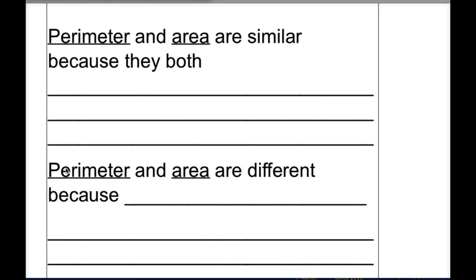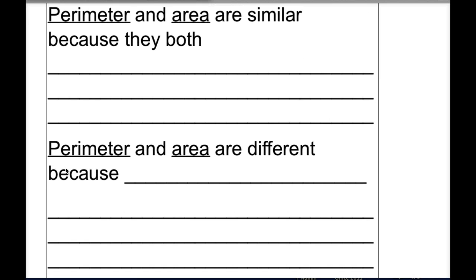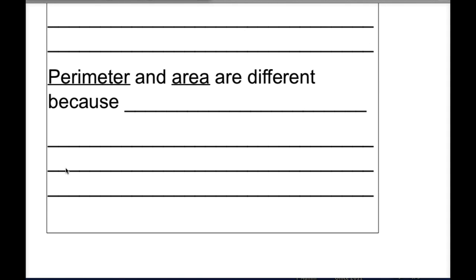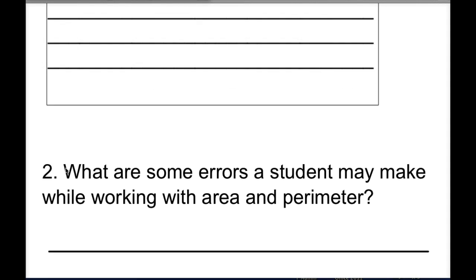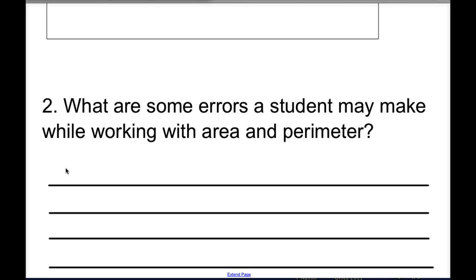And once you are finished with this portion, the last thing that I would like for you to do in your journal is to complete this question. What are some errors that a student may make while working with area and perimeter? So we want to take a moment and analyze some errors that could possibly be made. So I would like for you to put this in your journal as well.